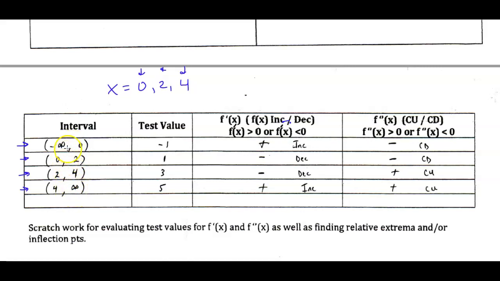And so the idea is that however this function acts, however the first derivative and the second derivative acts at this test value, it will act for all of these values within this interval, okay? And each test value is just a representation of how the first and second derivative will act for all values in that particular interval. So what we're going to do is see how we actually came up with these outcomes here.